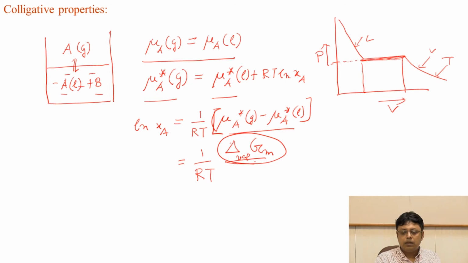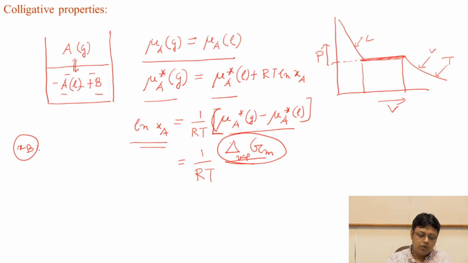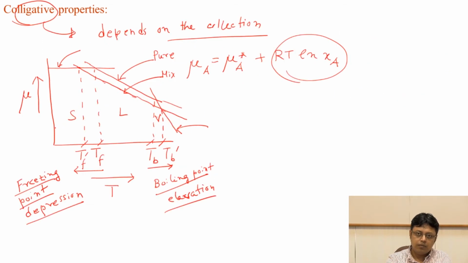Now remember that instead of writing how ln XA is changing, we are trying to figure out a relationship between how much XB we can add so that we see a change in the boiling point, something like the curve we wrote.